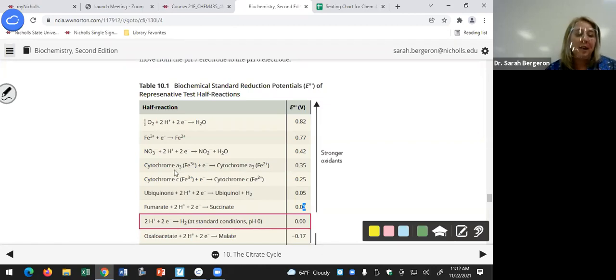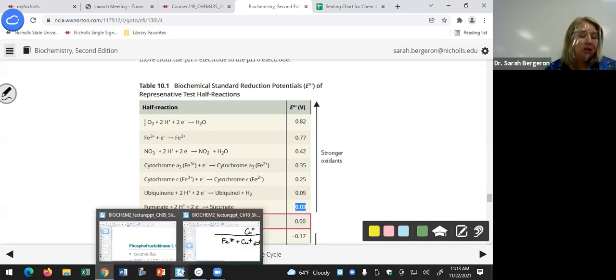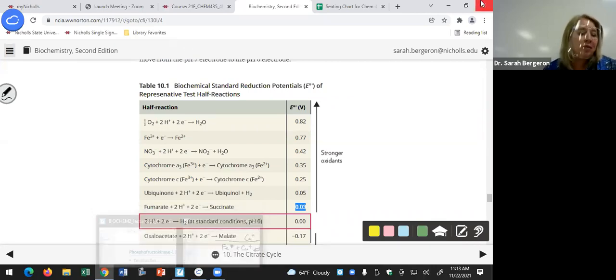So if we look at, let's say, cytochrome A3, it has a reduction potential of 0.35. If we look at succinate, this reaction has 0.03. So all we have to do is subtract the two. And if you get a positive number, then that electron is going to move. So it's kind of like delta G. If you get a negative delta G, the reaction is spontaneous. Here, if you have a positive difference, that electron is going to move. Okay, all right. So we said oxygen's our strongest one.